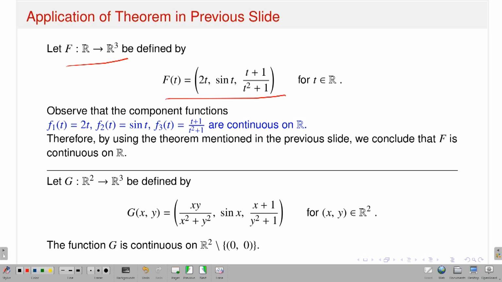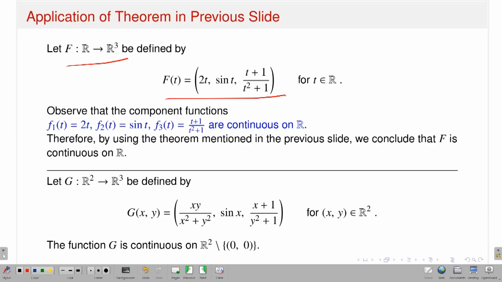Again, if I have a function from Rn to Rm, you know how to write the component functions by taking the corresponding inner product with e1, e2, up to em. That is how you can immediately conclude what the component functions are. My first component function is f1(t) = 2t, the second component function is f2(t) = sin t, and the third component function is f3(t) = (t + 1)/(t^2 + 1).